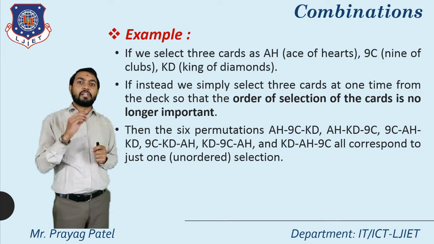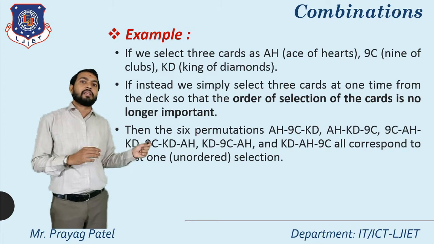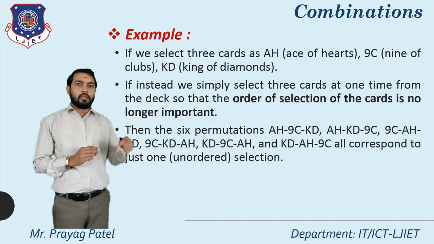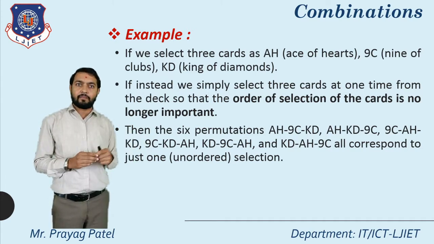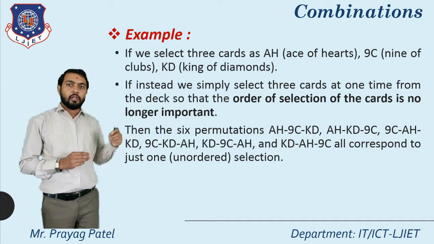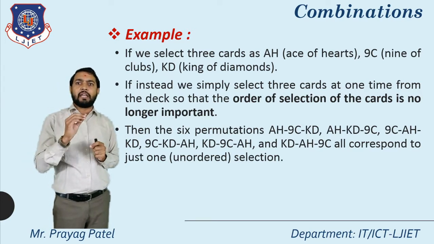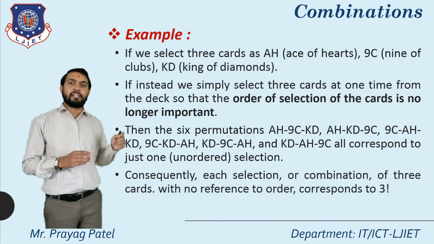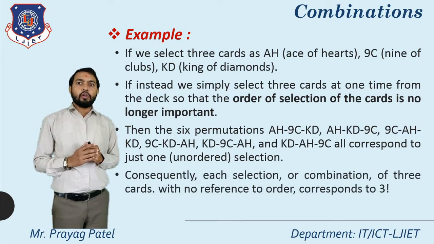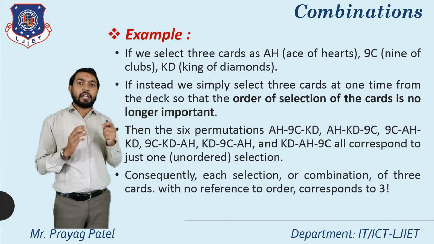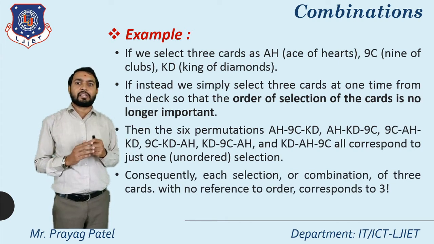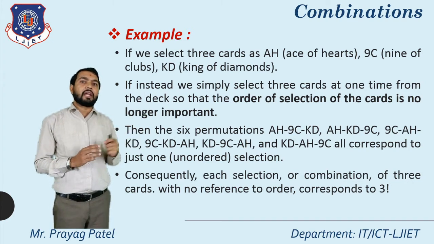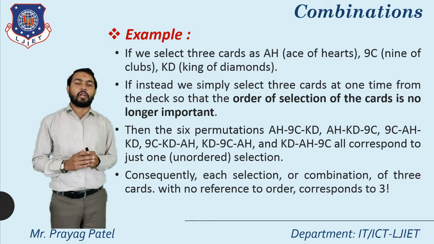So in permutation we consider that order matters, but in combination no order matters. That's why if we select AH, 9C, KD, another sequence is AH, KD, 9C, another sequence is 9C, AH, KD, all these sequences are considered equivalent. There is no difference in all of these, because finally we select these 3 cards. So consequently we can say that each selection or combination of these 3 cards, with no reference to order, corresponds to 3 factorial arrangements.